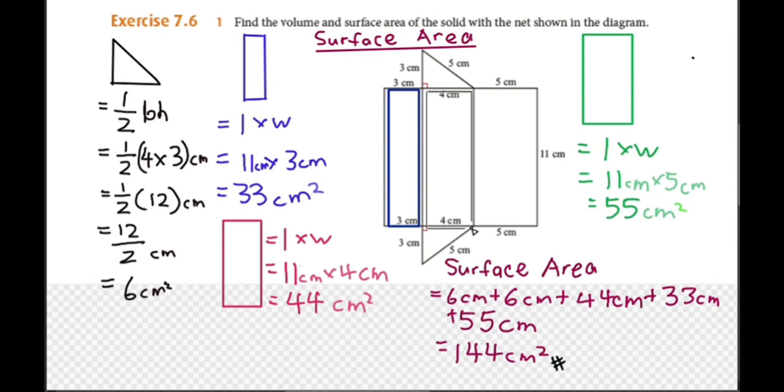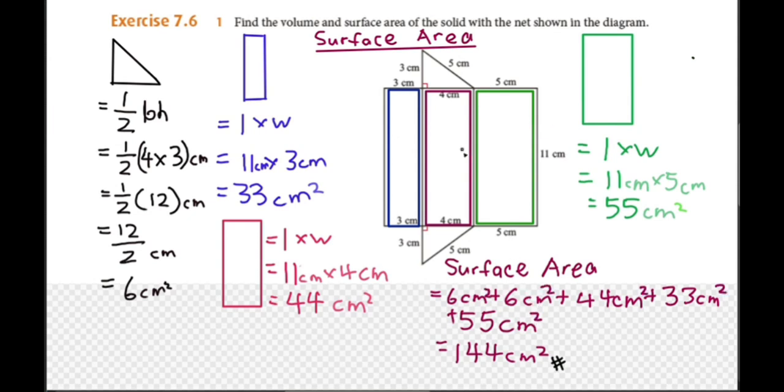Okay, now let's move on to this rectangle. It is also a rectangle, so we take the length times width. Hence we will get 11 cm times 4 cm, and the answer is 44 cm squared. So this red rectangle here is 44 cm squared. Now we'll move on to this green rectangle. We also use the length times the width, which is 11 cm times 5 cm, and we will get 55 cm squared.